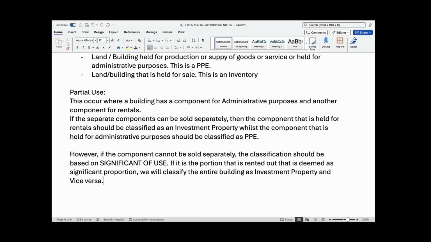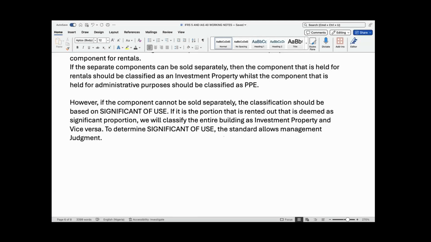And to determine significance of use, the standard allows management judgment. So use your judgment to determine which use is significant. The standard allows you to use your judgment. So we're not going to enforce anything on you.